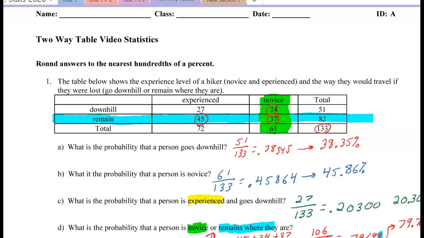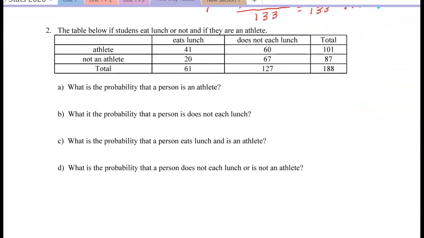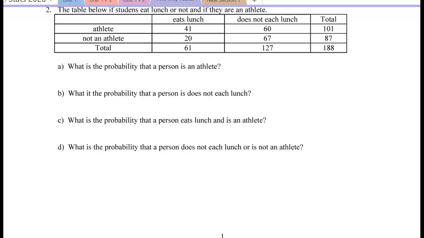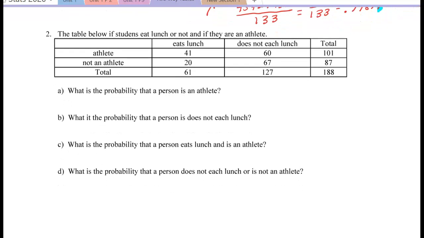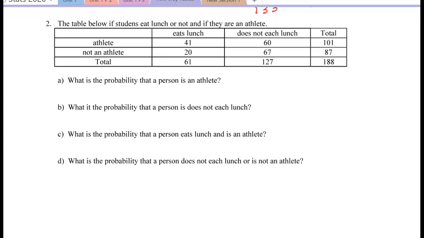So hopefully you found this video helpful. I'm going to show another problem on the screen. And if you want to try this problem, pause the screen, go ahead and try it, and then I'm going to explain it.